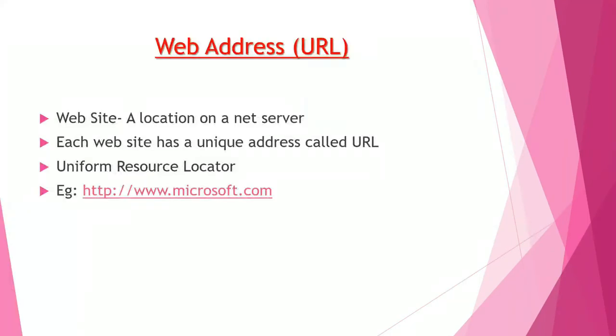First topic, web address or URL. A location on a net server is called a website. Each website has a unique address called URL. URL stands for Uniform Resource Locator. For example, www.microsoft.com is the address or URL of Microsoft company.